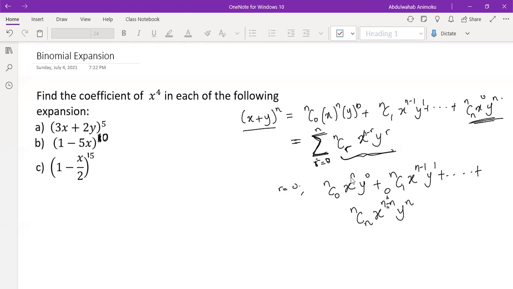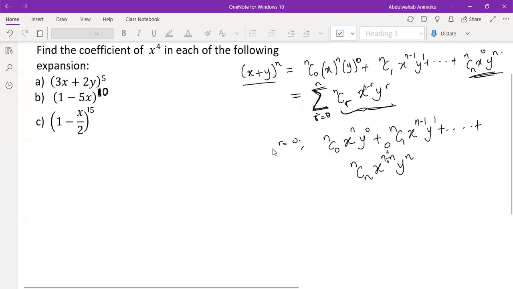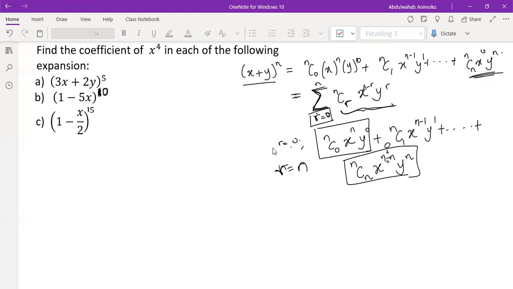Now, we are not going to expand the whole thing. We're just going to look for the right term. Notice that depending on what value we give r, we can find any term of this expansion. For example, when r is 0, we find the first one. When r is equal to n, we'll find the last one. So this is the trick we are going to use to find the coefficient of x raised to power 4 in the expansion of each of these expressions.